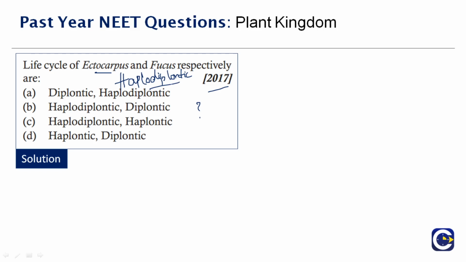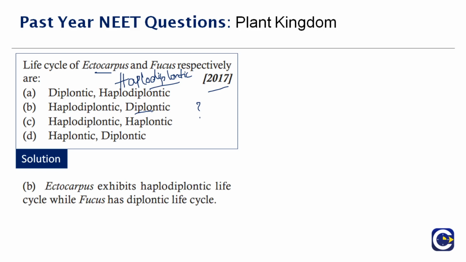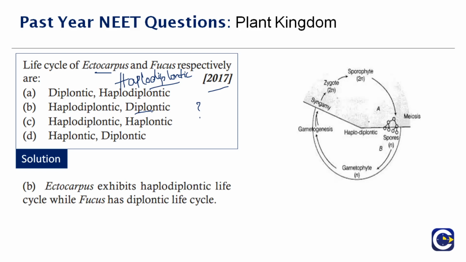I'm telling you the meaning of haplodiplontic. In this, both the haploid and the diploid stages are free living and multicellular. You all know in a diplontic cycle the diploid sporophyte will be dominant, but in haplodiplontic, both the haploid and the diploid will be in the dominant stage. That is the only difference between haplodiplontic and diplontic. Therefore the correct answer to this question is option B.